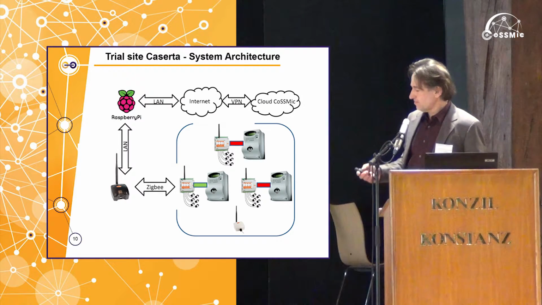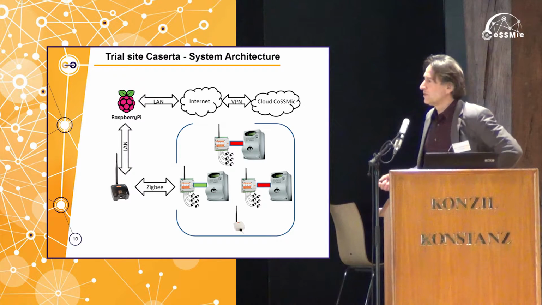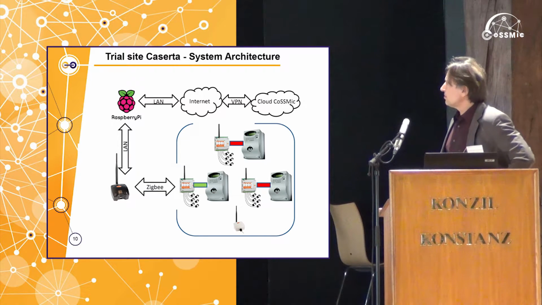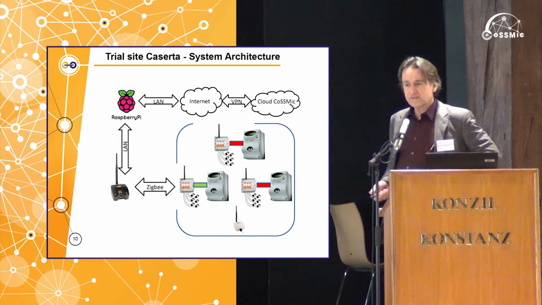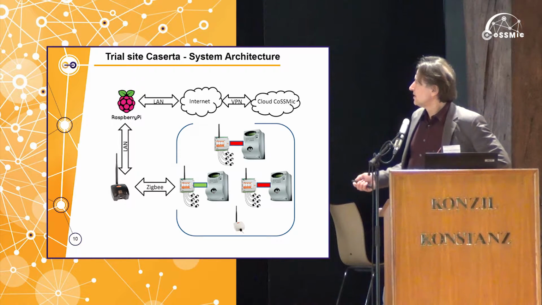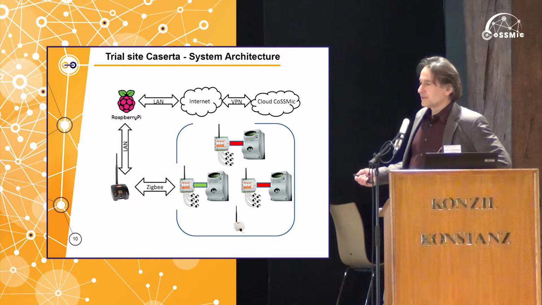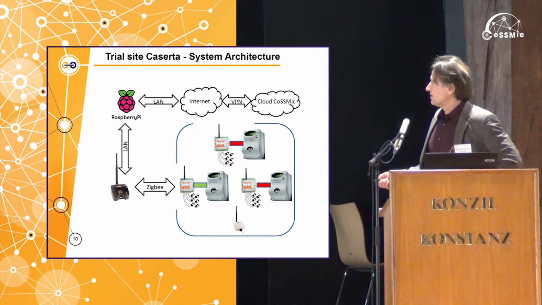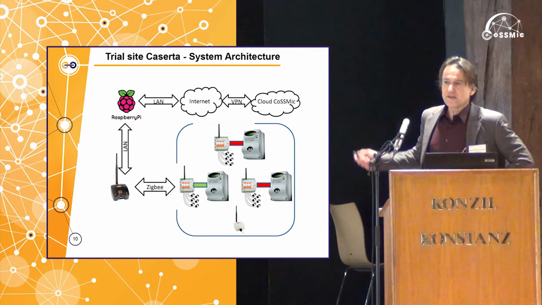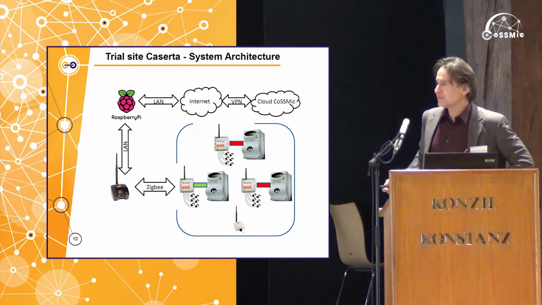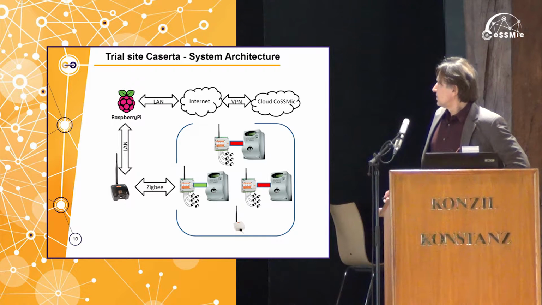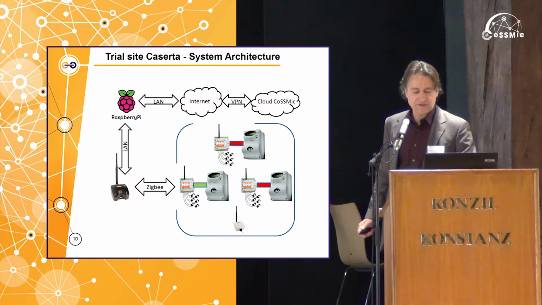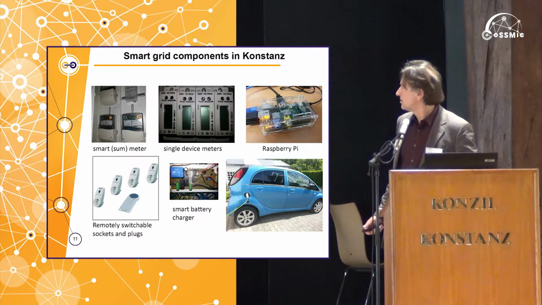And just to show you how it works, we have the Raspberry Pi in both trial sites, in Konstanz and Caserta, and the Raspberry is connected to the internet and the cloud server on one side, and on the other side directly to the system we are measuring. And sometimes there are schools, there are large areas, so we have to introduce some repeating systems so that we can get the data without disconnection.